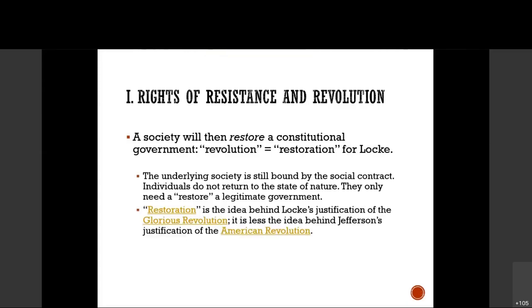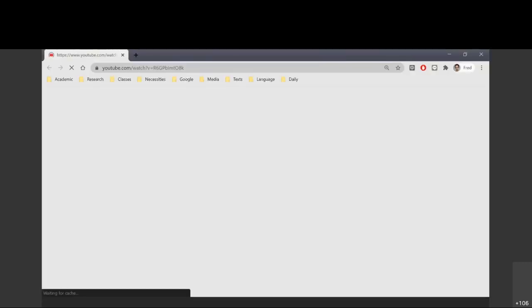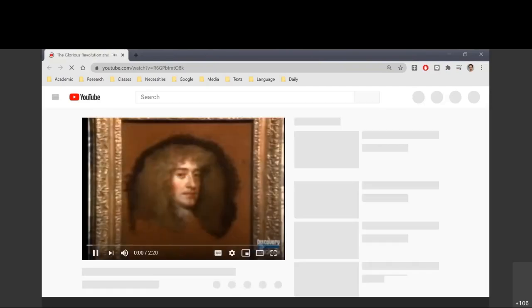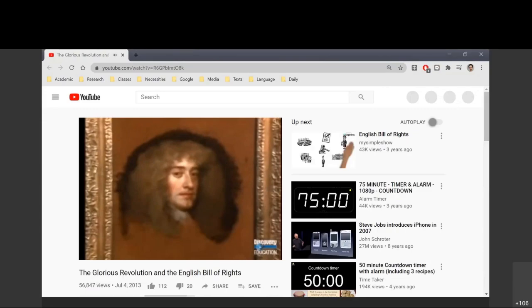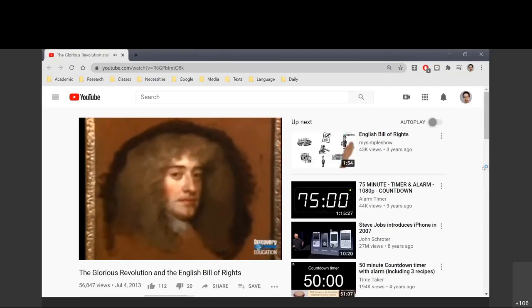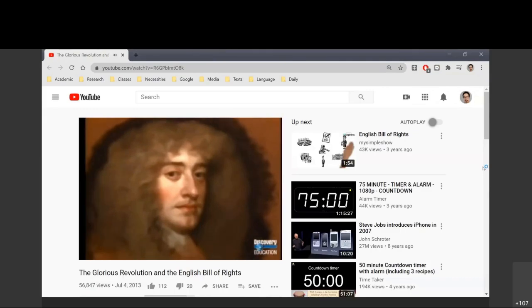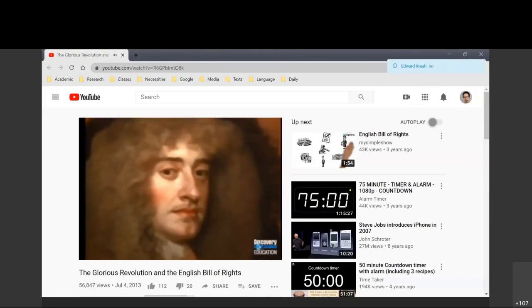And this restoration idea is precisely Locke's justification of what was called the Glorious Revolution. So I've got a short video here giving you the basic outlines of the Glorious Revolution. Why don't I go ahead and play this? Let me know in the chat if it's not working. Can you guys hear that? Okay, it's not working. No, unfortunately.